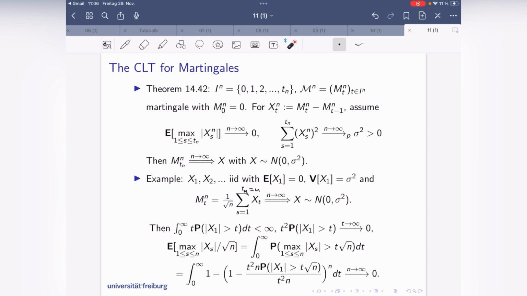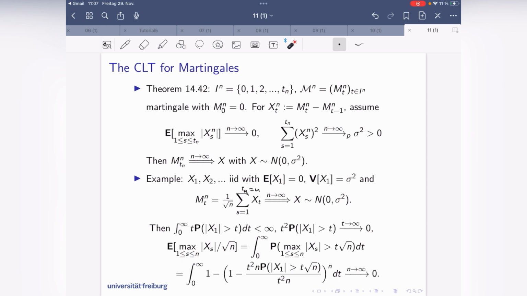And then, as we know, we take the sum of the Xt's and divide by the square root of n. That converges to a normal distribution. That's what we know. And why is that? When we want to apply the above theorem, so that's Mn. So what's the martingale difference? They all have the same distribution.